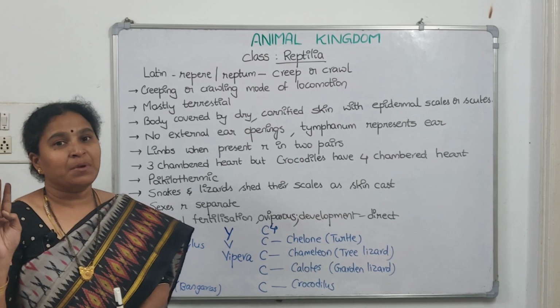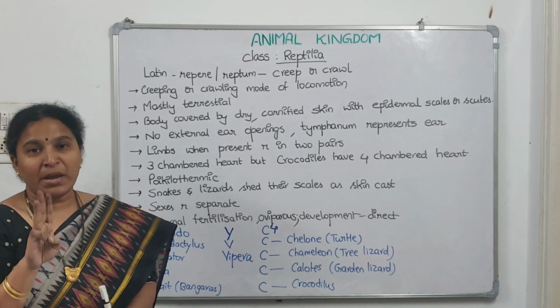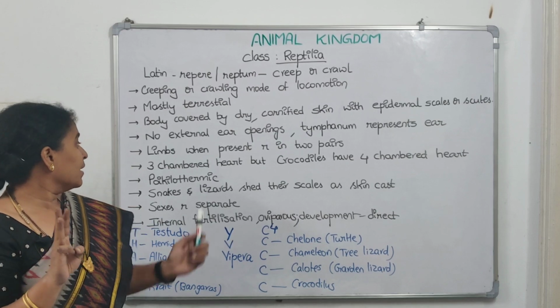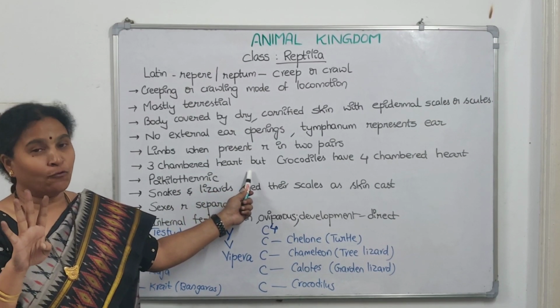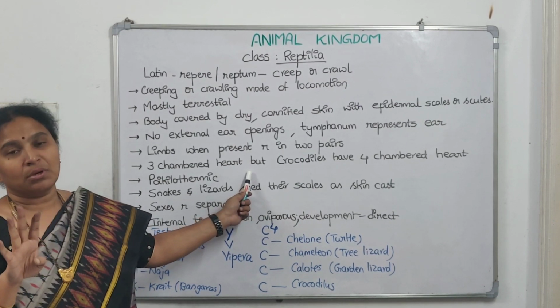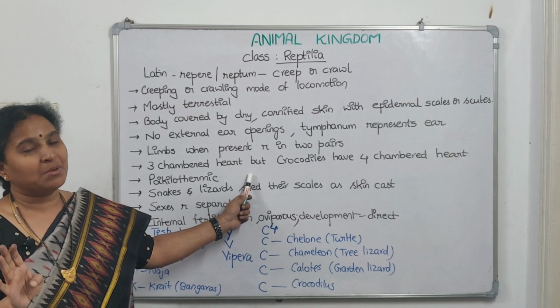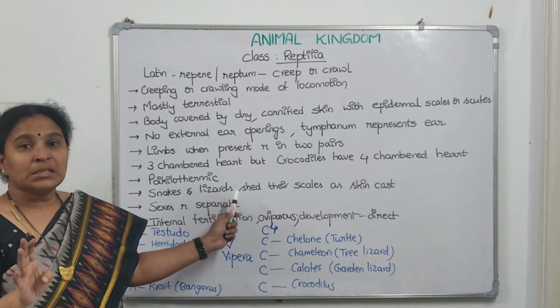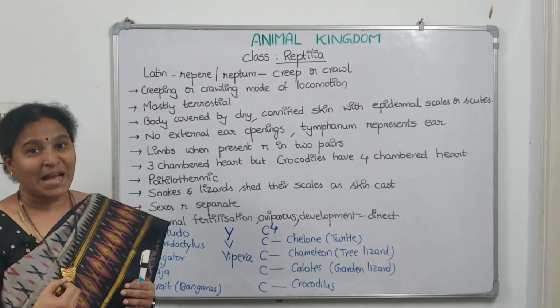For amphibians we said a 3-chambered heart. For reptiles also it is a 3-chambered heart, 2 atria and 1 ventricle, but crocodile is an exception, having a 4-chambered heart. Now coming to body temperature regulation, they can't regulate the temperature. They are cold-blooded animals, poikilothermic. Snakes and lizards shed their skin as skin cast.